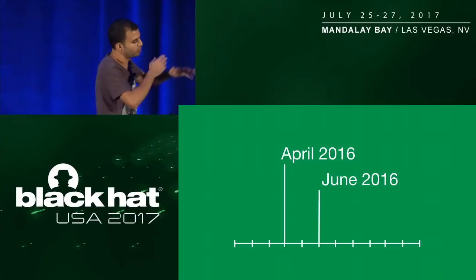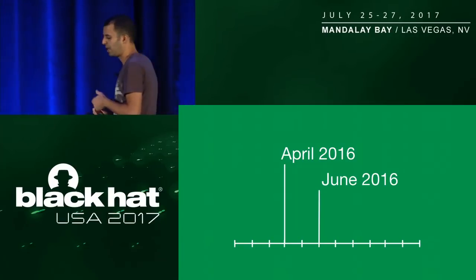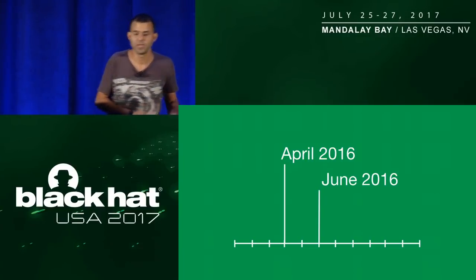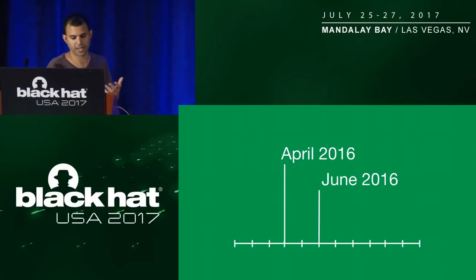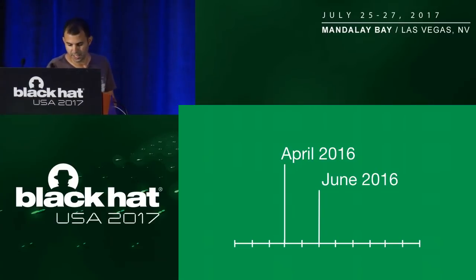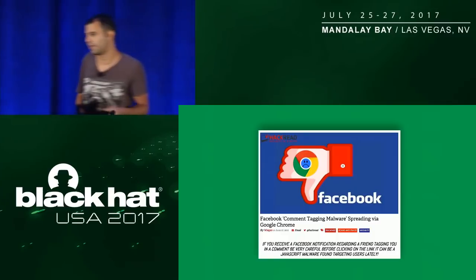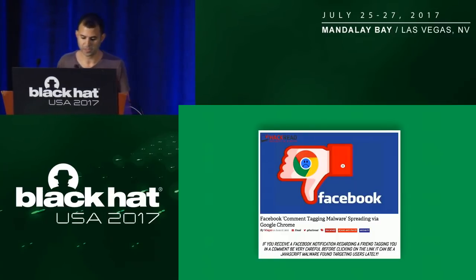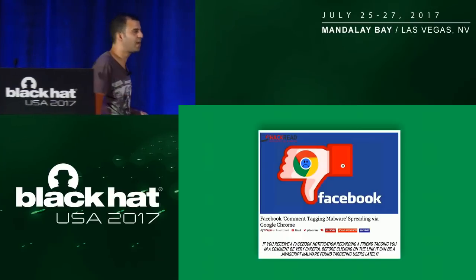So in April, we struggled with these attack actors for a while, and in the end, we blocked them. But 2 months later, a new attack came to our knowledge. It was in the news, and it said that a Facebook comment tagging malware is spreading via Google Chrome. And the warning is, if you receive a Facebook notification regarding a friend tagging you in a comment, be very careful, because it can be malware.